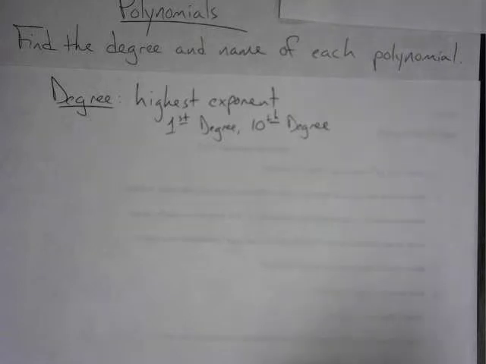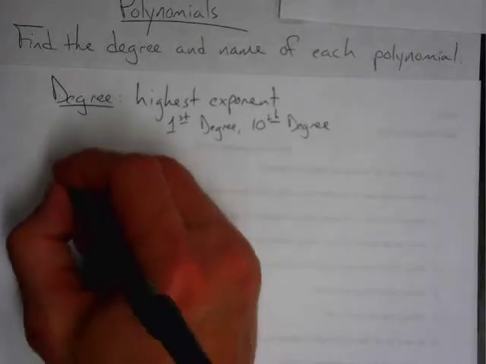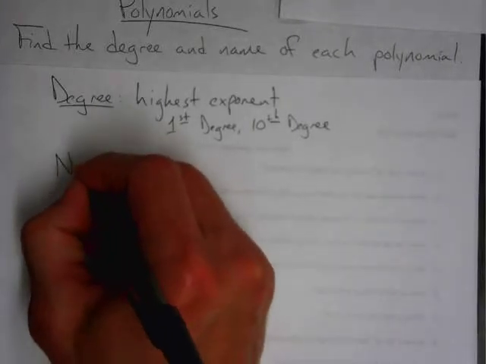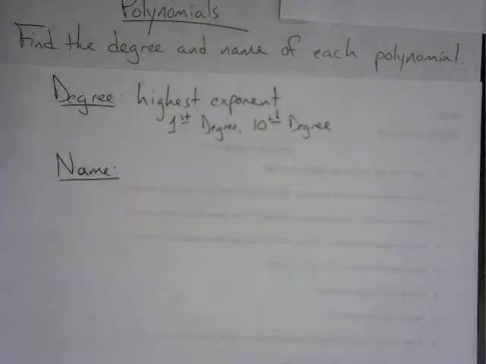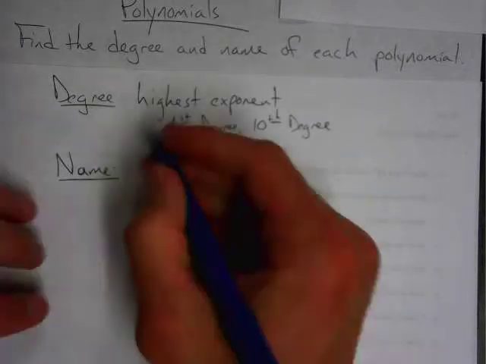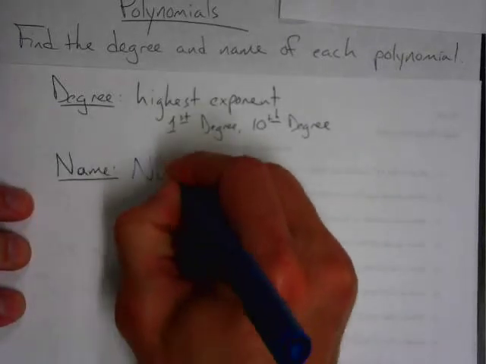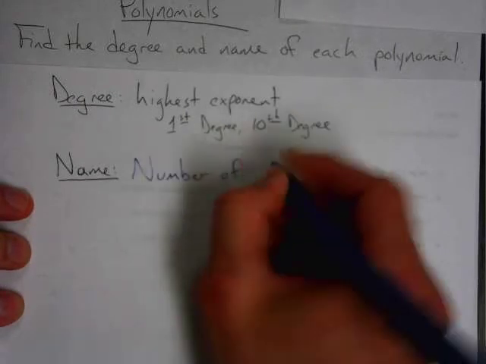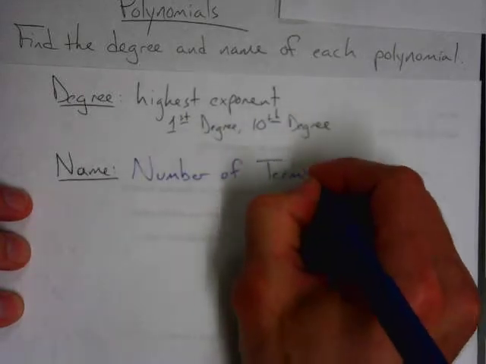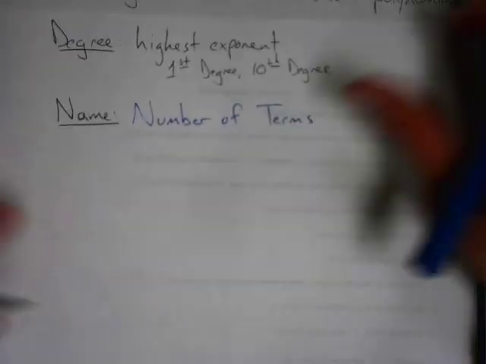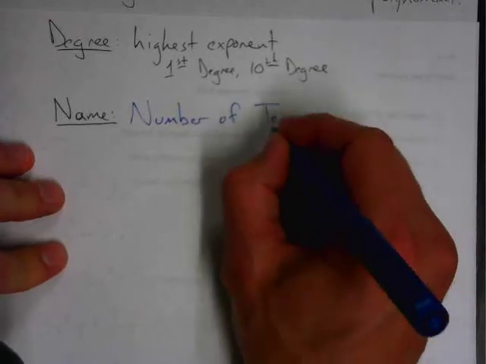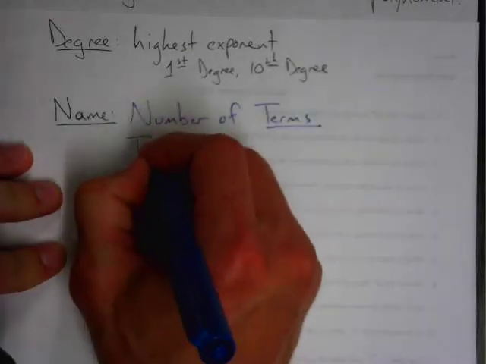The name of a polynomial, however, that's where stuff gets pretty tricky. So when we're talking about the vocabulary for the name of a polynomial, the name of the polynomial depends on the number of terms in that polynomial. So it all depends on the number of terms. But before we can talk about the number of terms that are in a polynomial, wouldn't it be helpful to know what a term is? So now we have to talk about, well, what's a term?